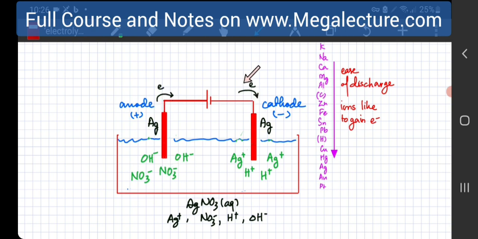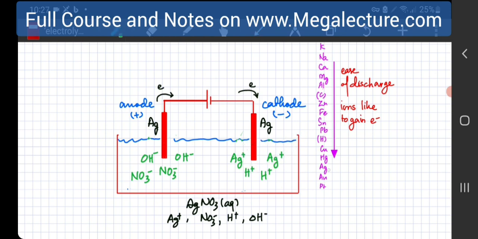So over here at the cathode, who's going to gain electrons? And again, the silver metal at the cathode is kind of pointless. It's not doing anything. Metals don't like to gain electrons. So the electrons are coming in, so someone in the solution has to gain electrons. It's either going to be H+1 or Ag+1.